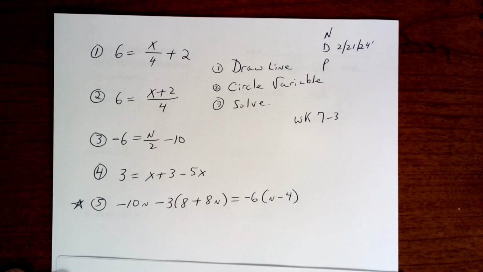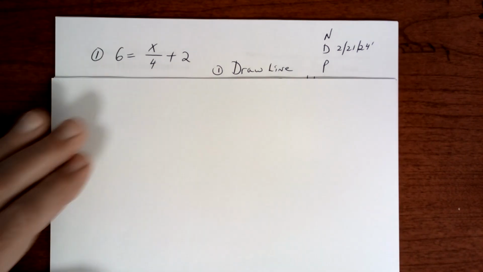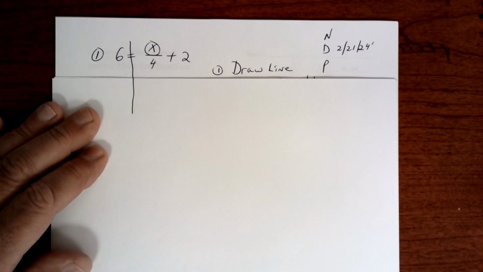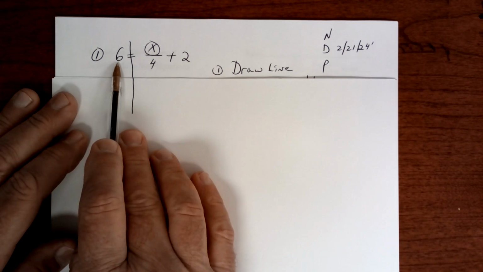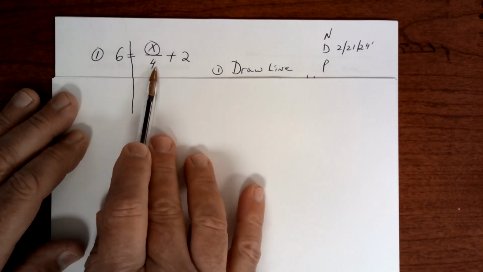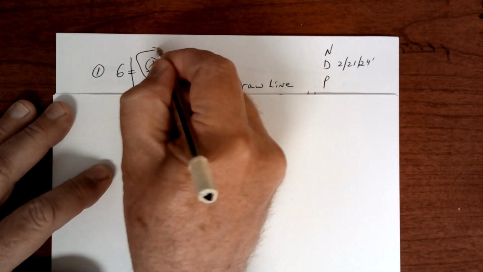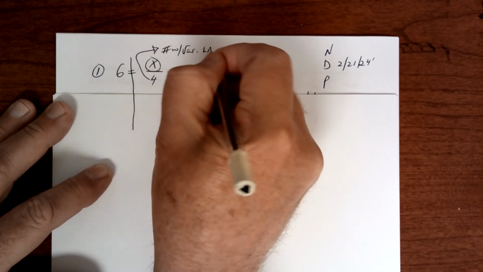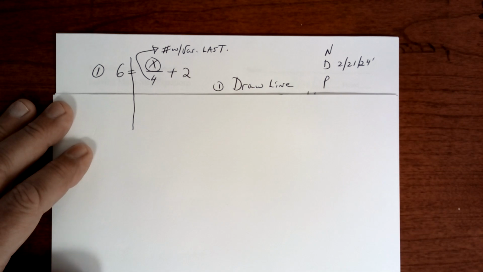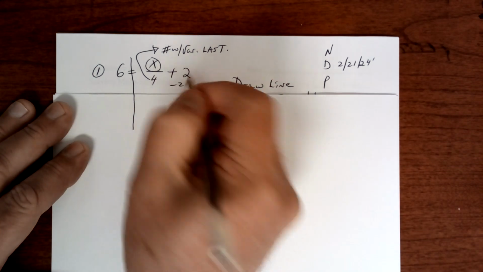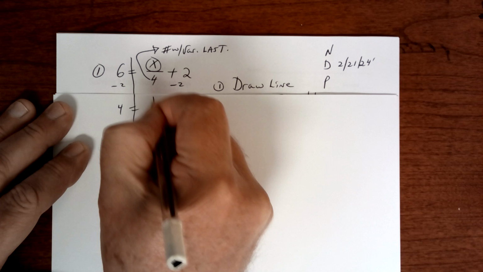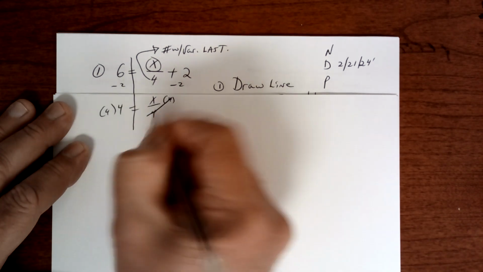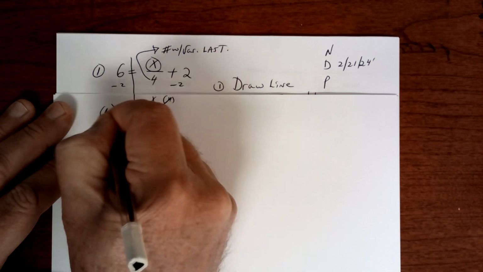Okay, so let's take a look at this first one. Draw your line, circle your variable. You don't want to get rid of the 6 because it's not on the side with the variable. These two are. Remember, the number with the variable is last. Write that down. Number with variable is last. I want to see that on your paper. So you're going to get rid of the 2 by subtracting 2, and you're going to get 4. You're dividing by 4, so the opposite is multiplying by 4, so you get x equals 16. Any questions on that one?